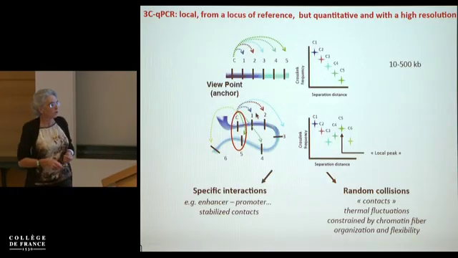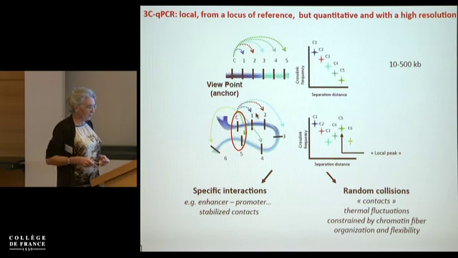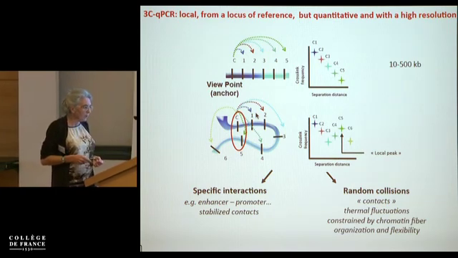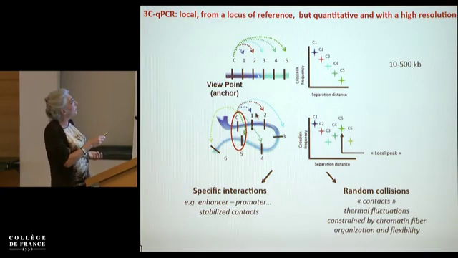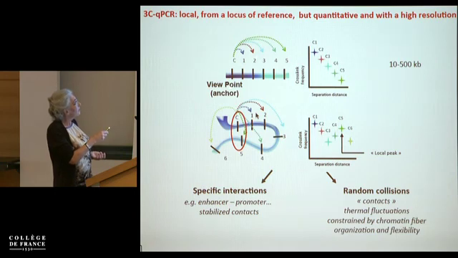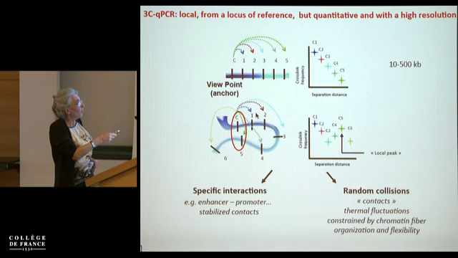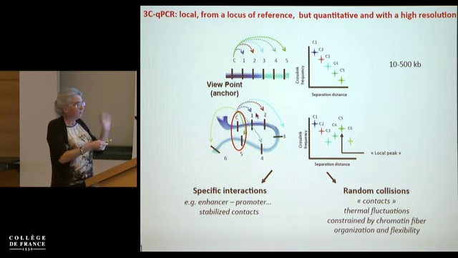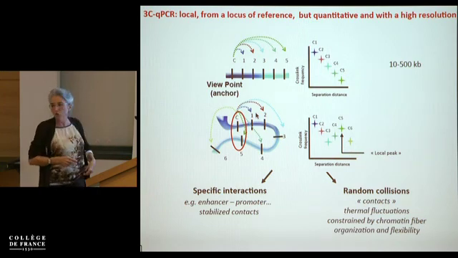So this is, for instance, a 3C qPCR, which was developed in the group where I'm working in Montpellier. So now it is not genome-wide. You choose a reference point and you investigate the contact frequency with the different sites downstream, and you get the probability of contact between the reference site and all the following ones. This is quite a restricted range, because it is only up to 500 kb, but now it is quantitative. And very local, there is almost no limitation.